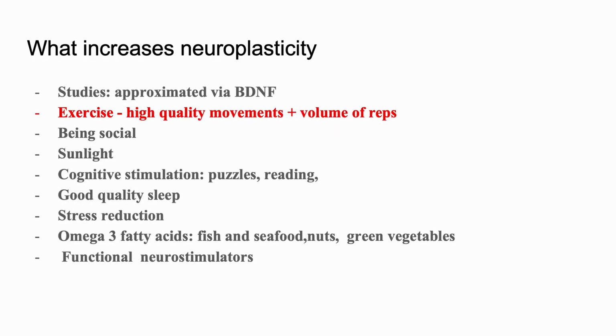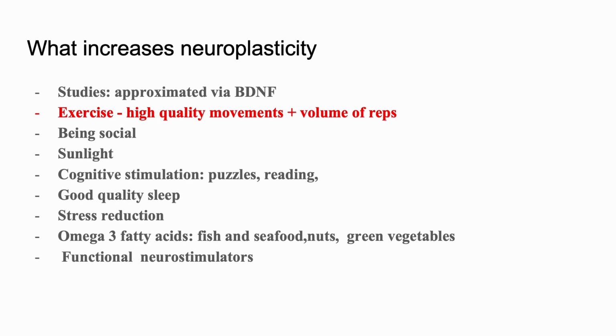So now that we've gone over all the things that reduce neuroplasticity, or reduce NP, let's go over what increases NP. When it comes to studies, the NP is usually approximated via a hormone called BDNF, also known as brain-derived neurotrophic factor.